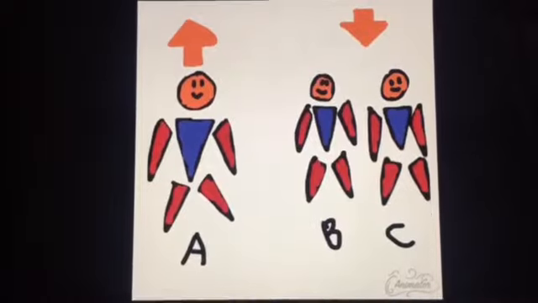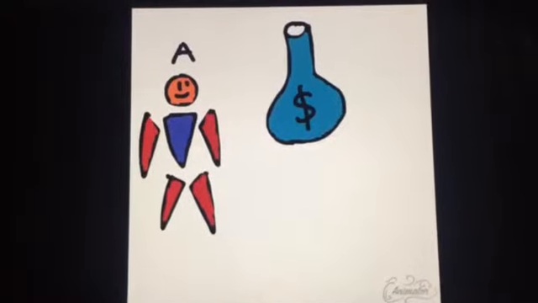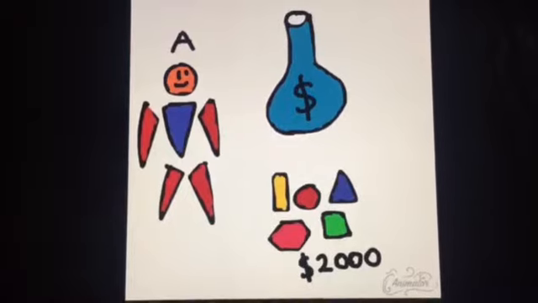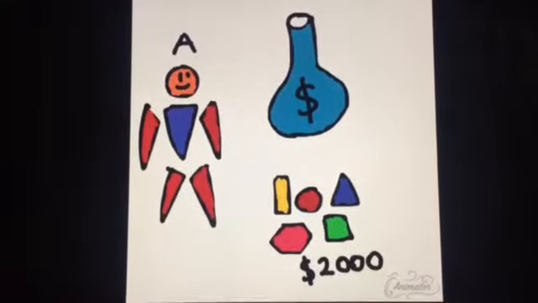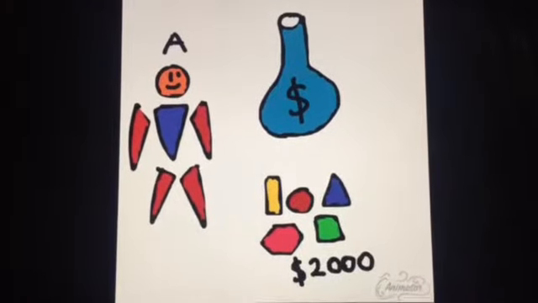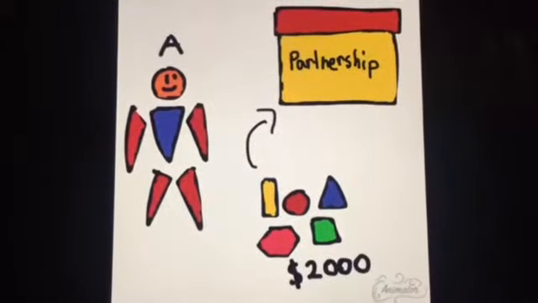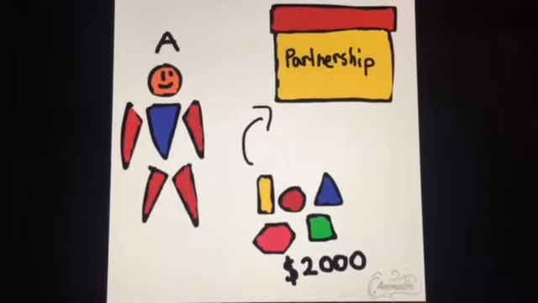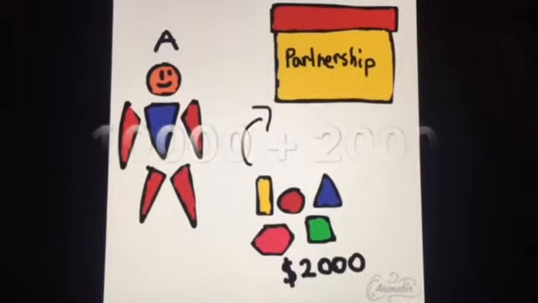Now let's say same scenario, but after Mr. A graduated, he won the lottery, which he used to buy inventories worth $2,000, which he would invest in the partnership. So he invested all his inventories and would still get a share of 10%. So the partnership would now have a total asset of $12,000, which is the result of the original partners' assets, which is $10,000, plus the investment of Mr. A, which is worth $2,000.